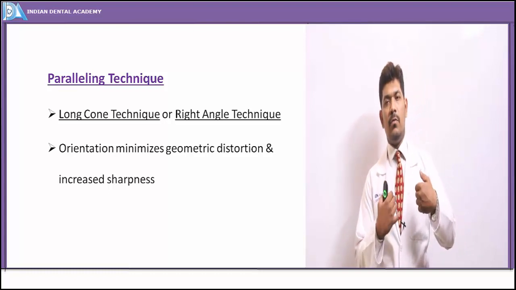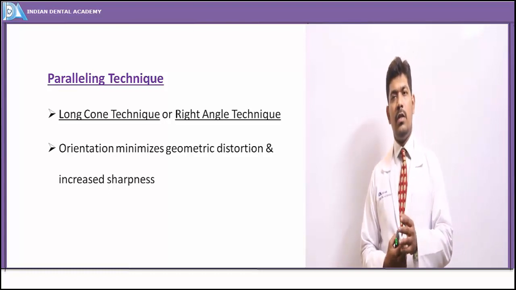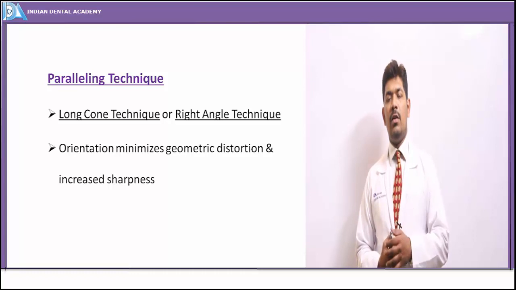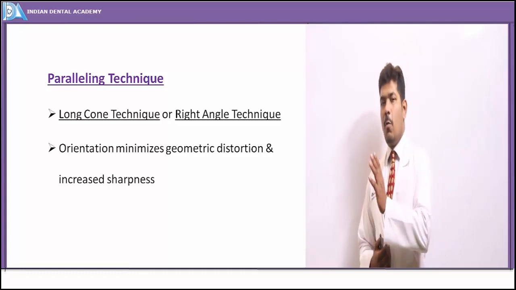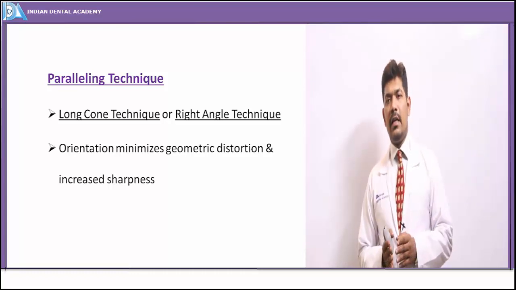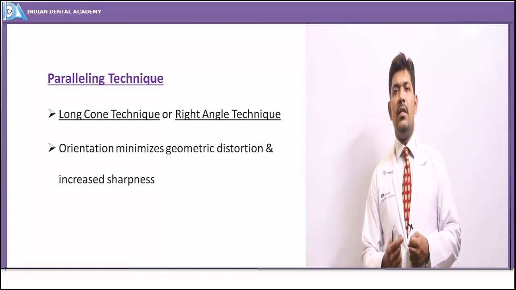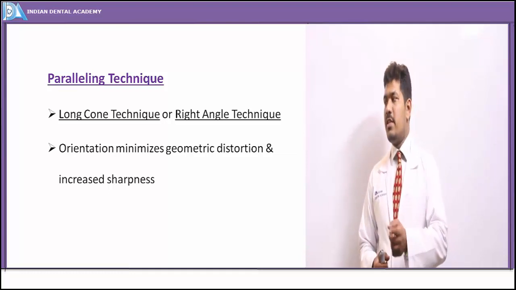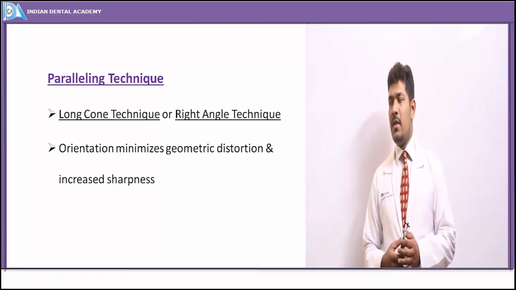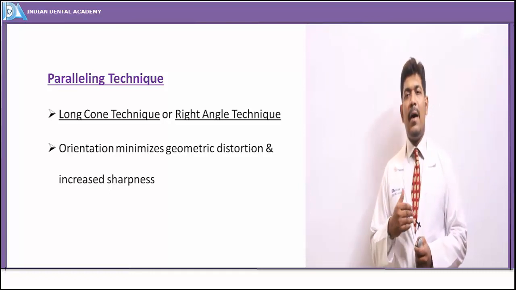We have two types of cone. One is a short cone and a long cone, which is used for intraoral periapical radiographs. Now, what we use over here is a long cone technique. That is to say, a long cone gives specific characteristics to the X-ray beam, which is helpful in taking this particular radiograph. Now, as the name suggests, it is a paralleling technique.